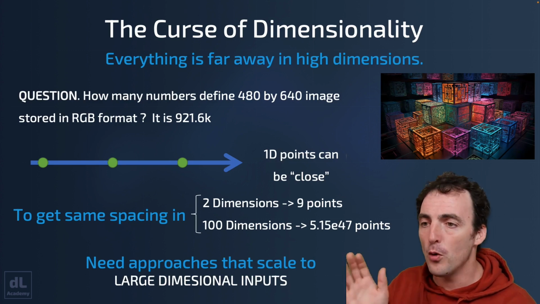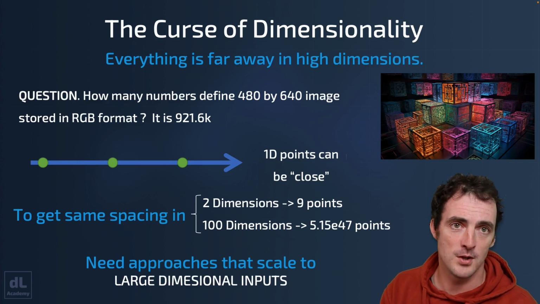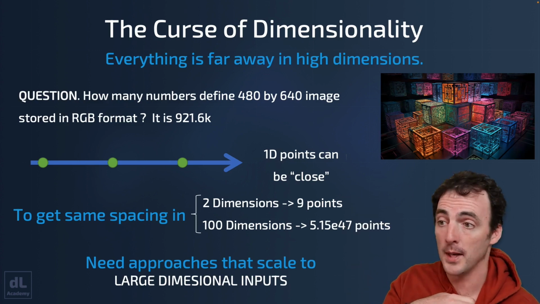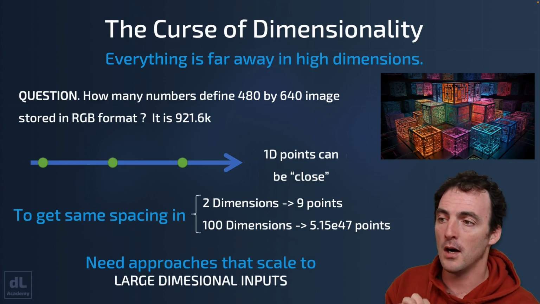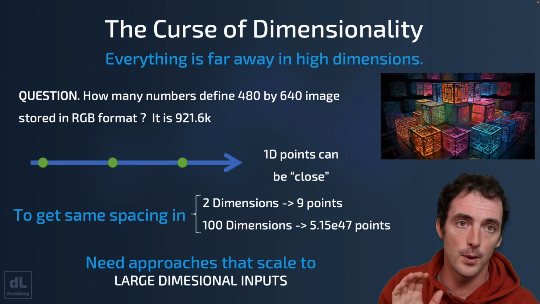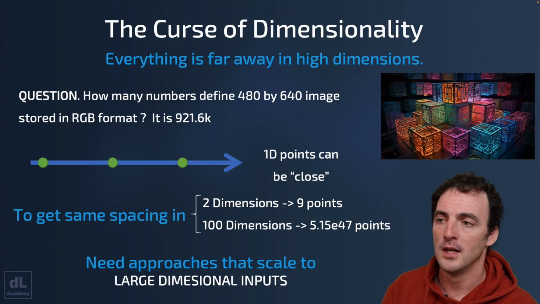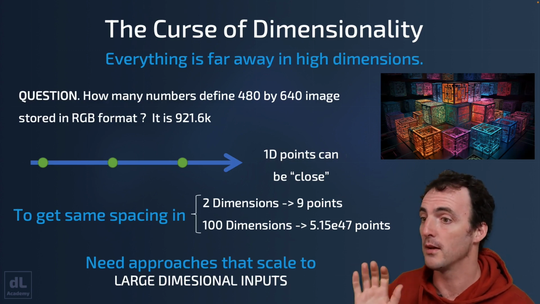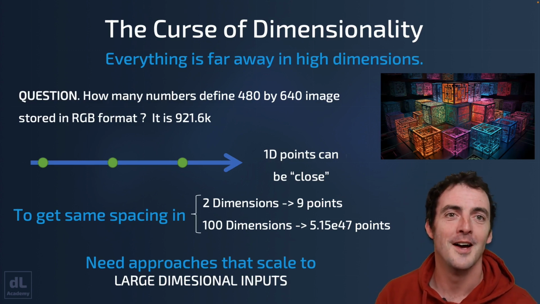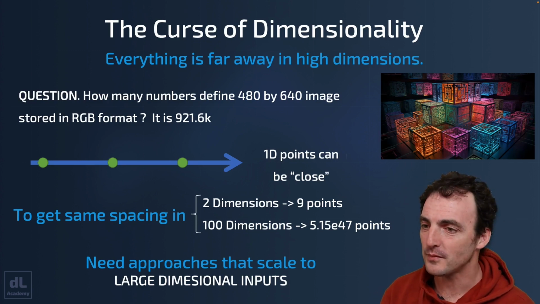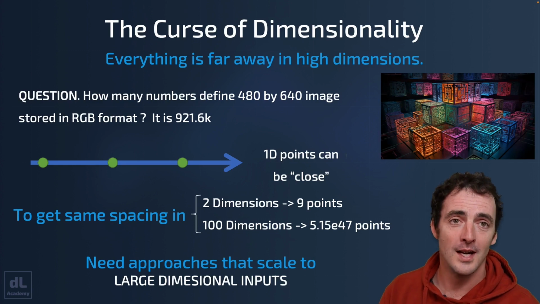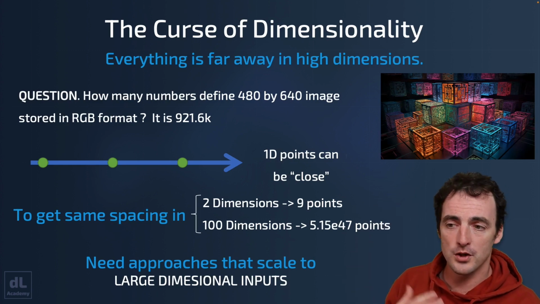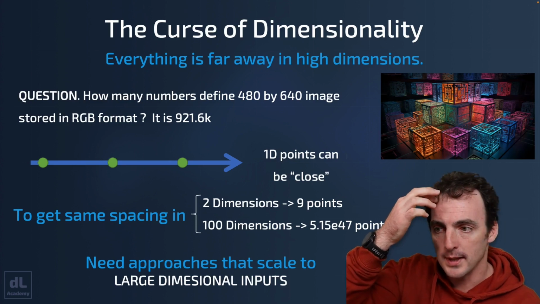it could be a 480 by 640 image. And so if I multiply those two together, that's the number of pixels. And if it's stored in RGB, so red, green, blue format, a number for each, then actually a single image is defined by 921,600 numbers, or parameters. This is a huge amount. And that's what we call the dimension of the input space. And we can generate all sorts of images in that space.